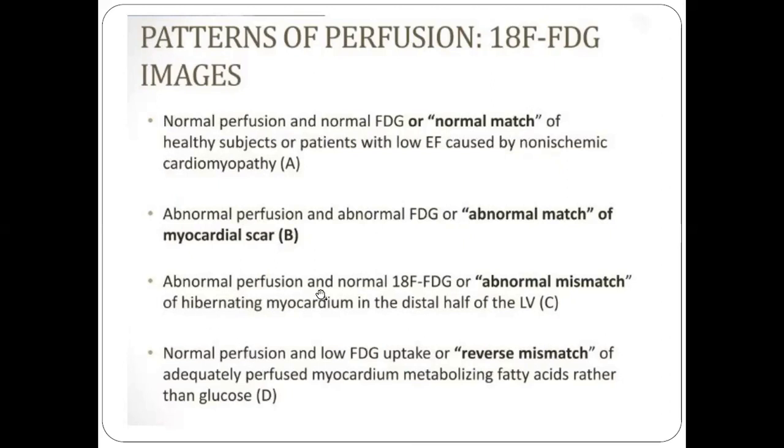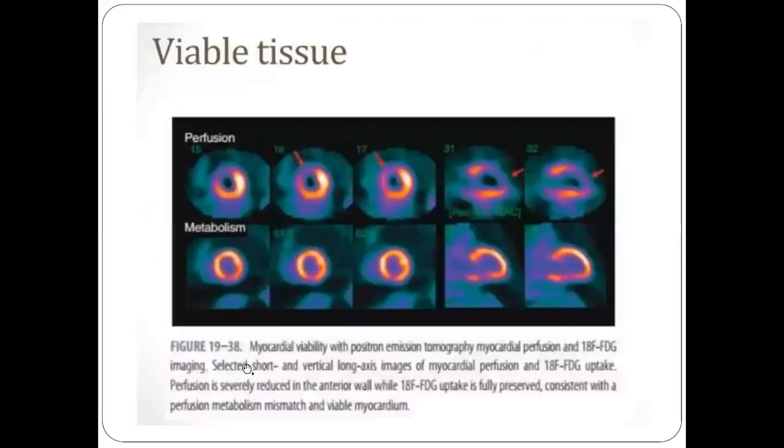If perfusion is abnormal but there is normal F18 FDG uptake, that is a mismatch, which could be because of hibernating myocardium, where there is a perfusion defect but the myocardium is still preserved. It can also be normal perfusion and low FDG uptake, a reverse mismatch, where adequately perfused myocardium is metabolizing fatty acid rather than glucose. So it will not use F18 FDG, and there will be low FDG uptake whereas normal perfusion is maintained.